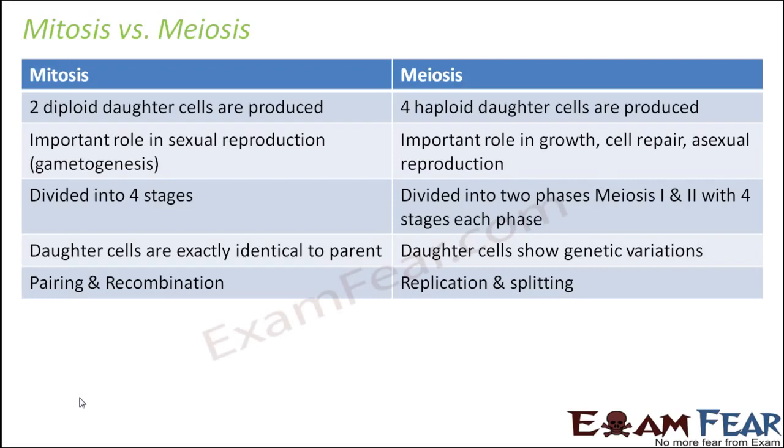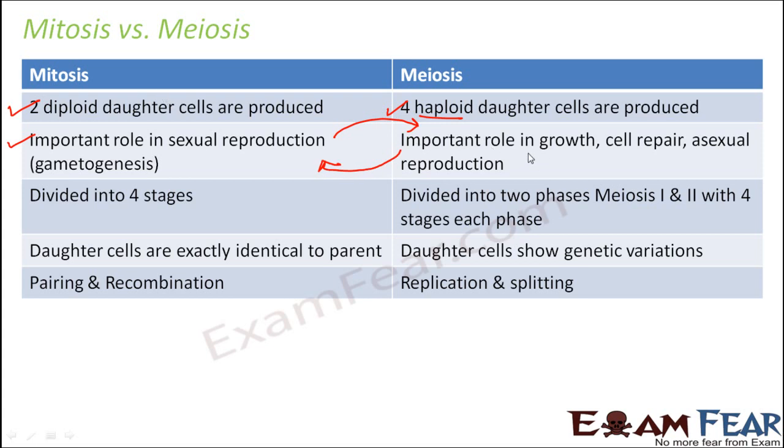Now let us quickly have a comparison between mitosis and meiosis. In mitosis, 2 diploid daughter cells are produced, whereas in meiosis, haploid daughter cells are produced. So the chromosome number is reduced by half. Mitosis, important role in asexual reproduction. I'm so sorry, I have just written the opposite. So this is for meiosis and this is for mitosis.